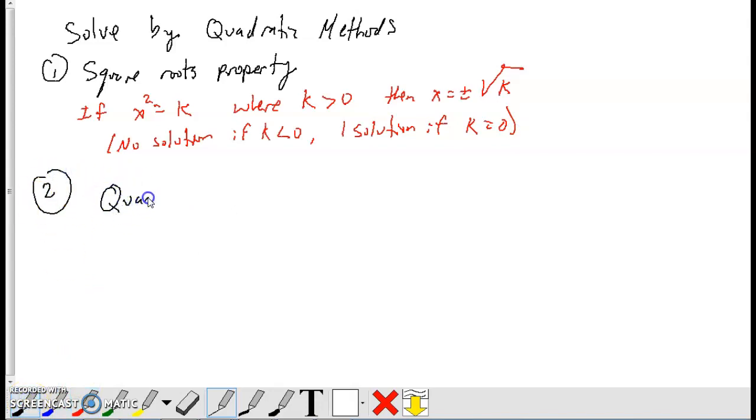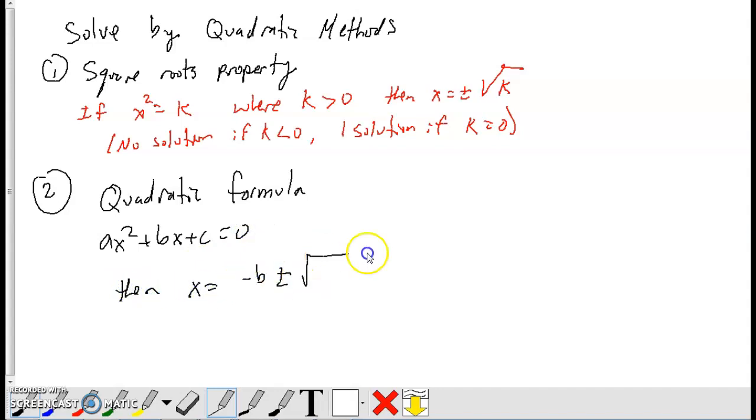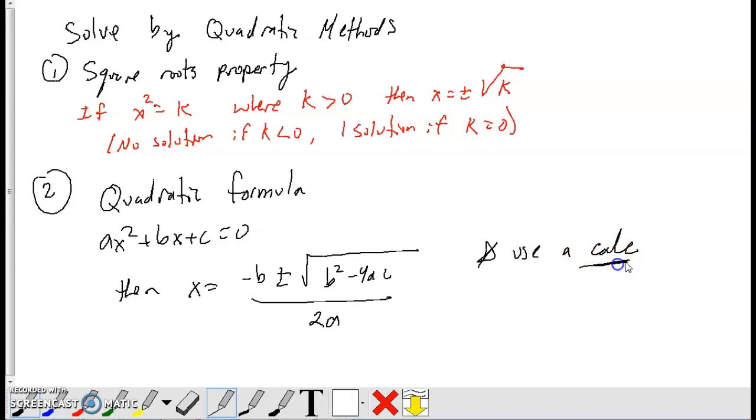Okay, and then what we can actually use is our quadratic formula, right? So if you have it in this form, it's not factorable. Well, then we get to use x is equal to -b plus or minus the square root of b squared minus 4ac all over 2a. But if we use the quadratic formula, use a calculator, right? So we still have to do a little bit of work with this. So on our next part 3, we'll come back and we'll start with these two quadratic methods.